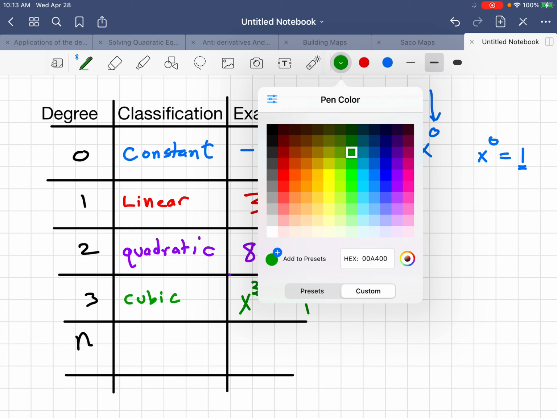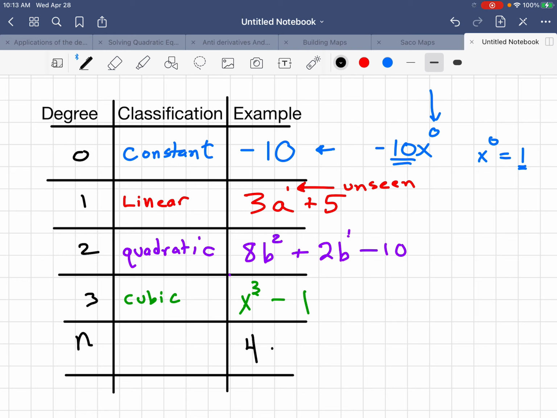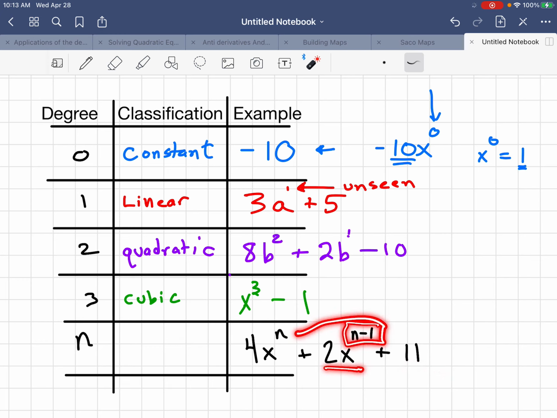And then we get to the general case of something like this: 4x to the n plus 2x to something smaller than that. So if I subtracted 1 from some number, it would be smaller. And let's just say plus 1 or plus 11. The degree of this term is 0. The degree of this term is 1 less than n, which makes n the highest number, and therefore n is the degree.